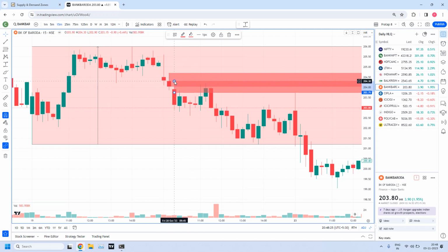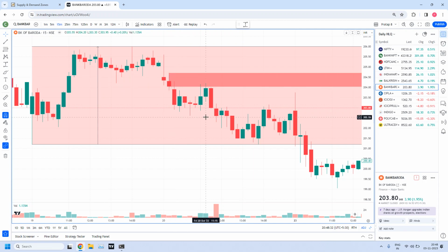That's why I removed this one. And moreover, this zone is identified as a high liquidity zone, this 15-minute zone. That is the reason why I didn't concentrate on the 5-minute zone, because this is already tested once. Next time also it will test.